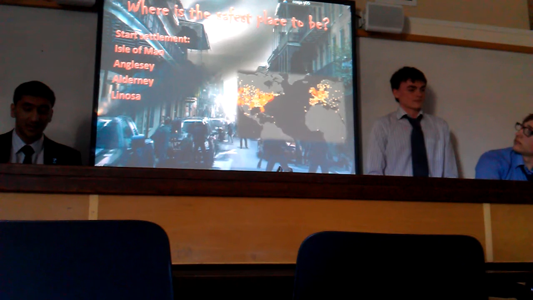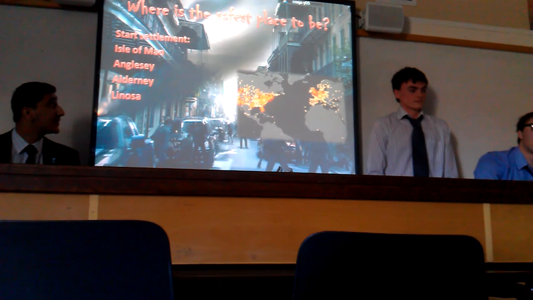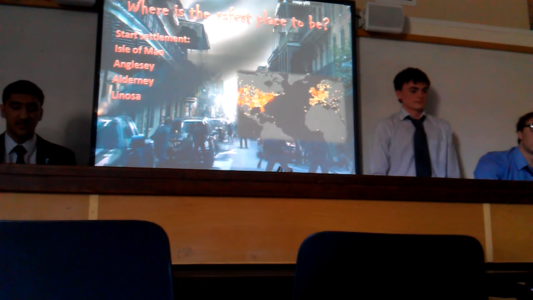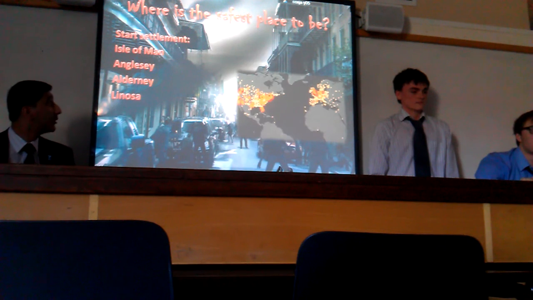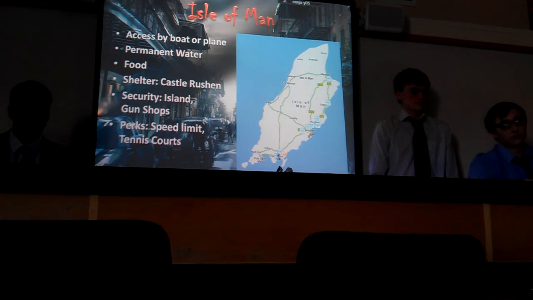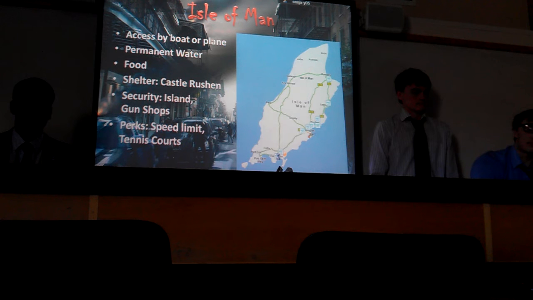So I just found some locations where I felt it would be safe. And to survive, you actually need to probably start a small settlement. And the key features you need are water supply, food source, shelter, and security. So we'll start with the Isle of Man. It's situated in the Irish Sea, and you can get there by boat. You can get there by plane, because there's a nice airport there, or you could swim over.